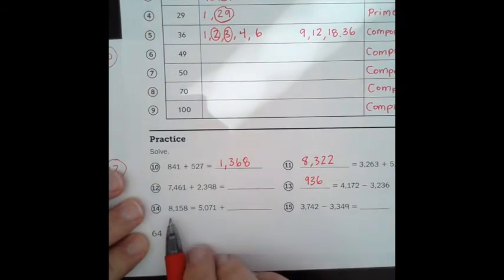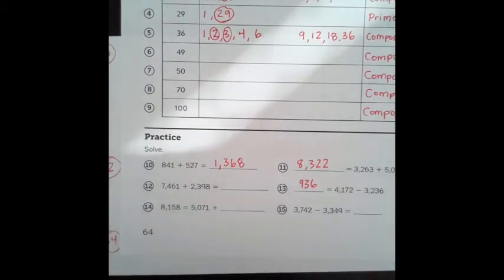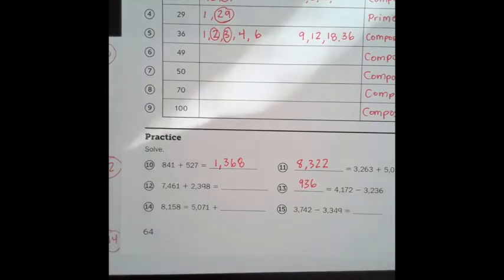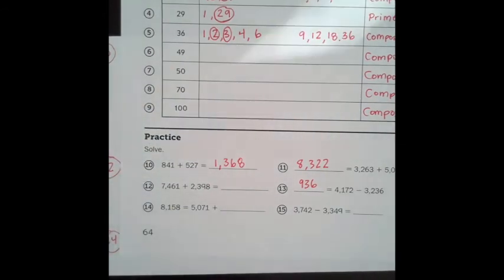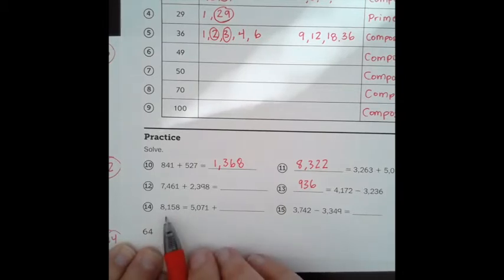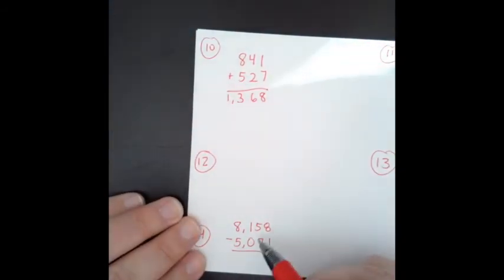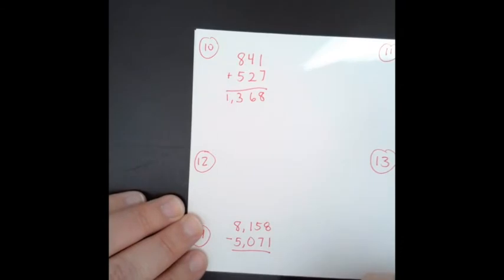Number 14 is a little tricky because it's asking you 8,158 equals 5,071 plus what? So we have to ask ourselves, how do we solve this problem? Well, we solve it by taking 5,071 away from 8,158, and you'll get your answer. Okay, so over here, I stack the numbers 8,158 take away 5,071, and that'll give us our answer.